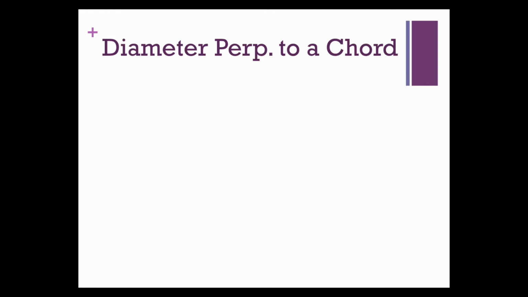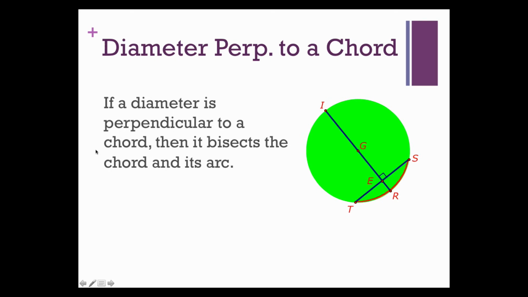Now we take a chord and we put a segment through it, and in fact we put a diameter through it. If the diameter is perpendicular to the chord, you can see a little box down there in the corner, it bisects the chord and bisects the arc.